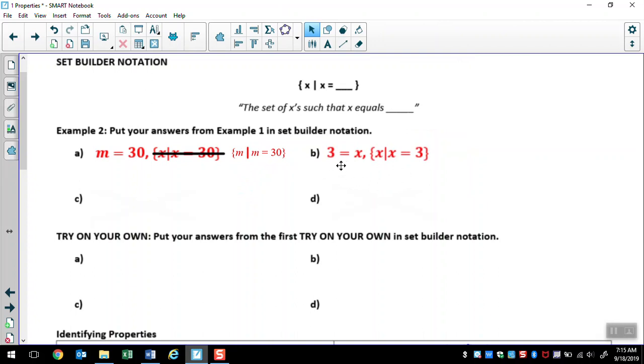All right, the next one was 3 equals x. So when we go to put that in set builder, we say the set of x's such that x equals, in this case, 3. We always want to write it as the variable equals the number when we put it in set builder. So I know that this is flipped around, but we always write it as the variable equals the number.